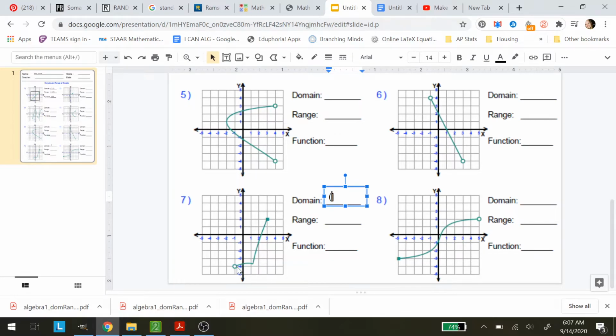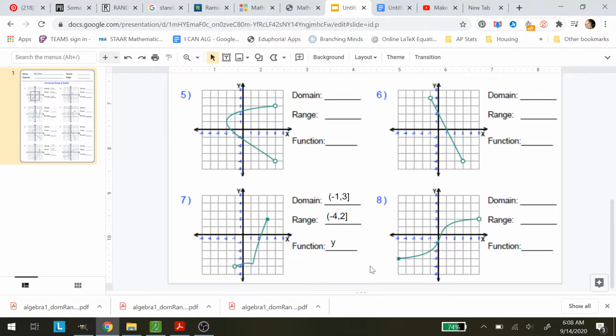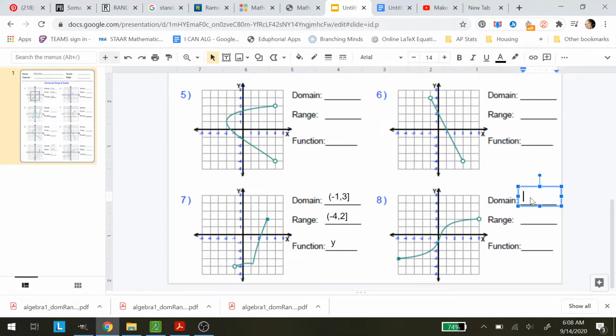So again, I'm going to take from this circle and go straight up until I hit the axis. That's negative 1. I'm going to take this closed. On this program, it does a square so that it's easy to tell it's closed. Go straight down and we're at 3. Done. Again, I double-clicked until my cursor showed up. At the bottom, we're open. At the top, we're closed. The bottom, we're at negative 4. The top, we're at 2. And yes, this is a function. And that is it. One more, just to triple check.